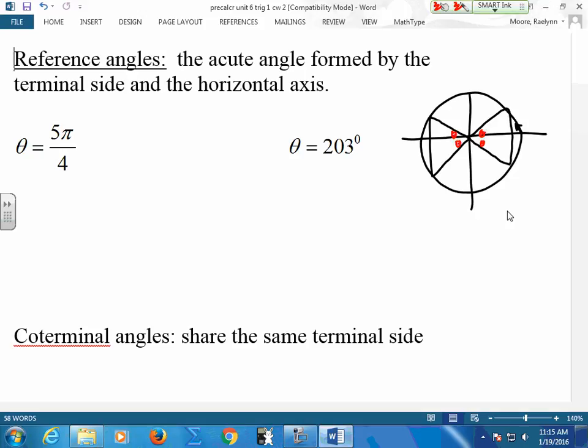It's the angle that we make from the terminal side to the x-axis, all in here. This is your reference angle. That's where we get your special right triangle from, and we place it in there. So if we're looking at 5 pi, remember this is your terminal side.